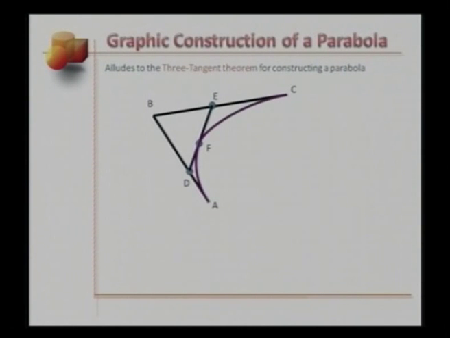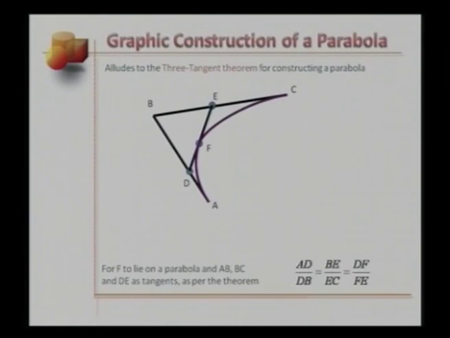Let's nomenclate different points now. Point A, point B, C, D, E, and F. For F to lie on a parabola and line segments AB and BC and DE to be tangents to the curve, as per the theorem, these length ratios, that is AD over DB, should be equal to BE over EC, and that should be equal to DF over FE. We have seen this relation before.